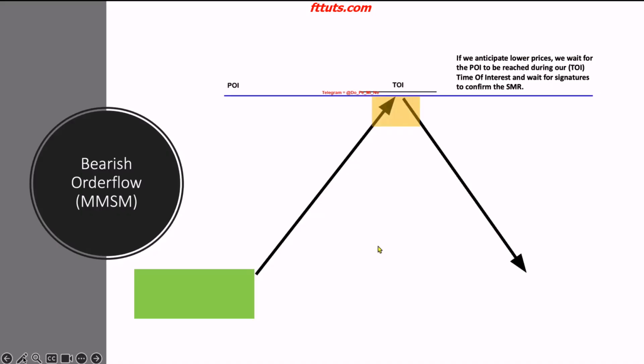Let us now take a look at the market maker sell model. This occurs within higher time frame bearish order flow. What we can see is that there's a green box which represents the original consolidation. Below that green box, sell side liquidity gets engineered. The market expands higher into our point of interest during our time of interest. And from there on, we see that a smart money reversal forms, and this yellow box represents that. We're going to zoom in on this smart money reversal again.